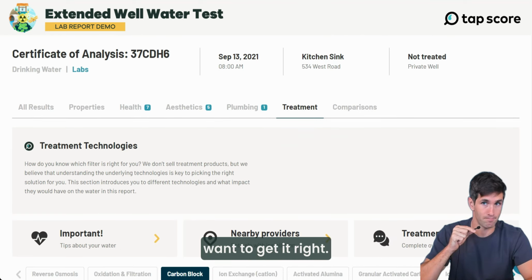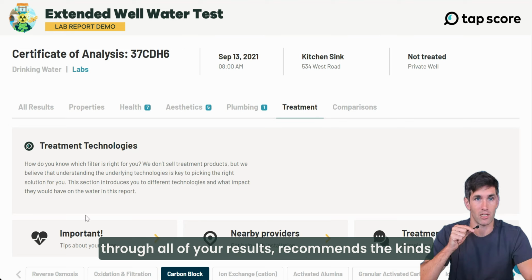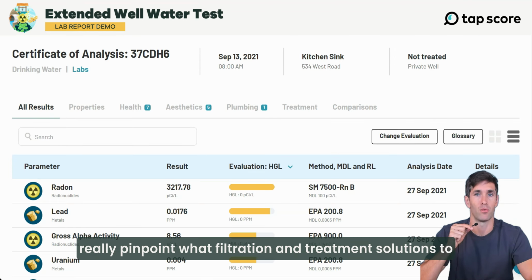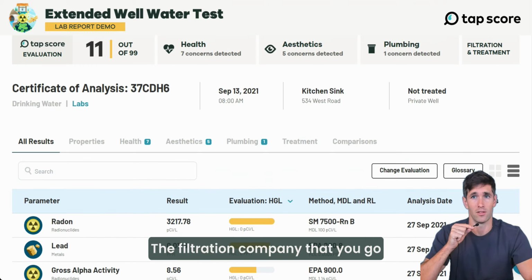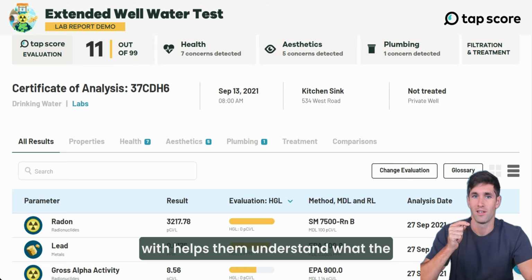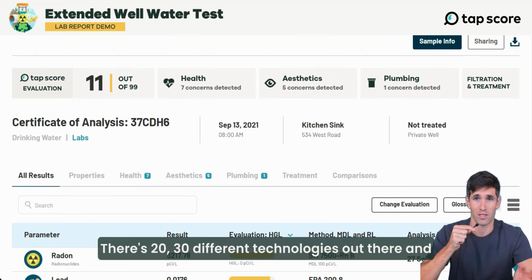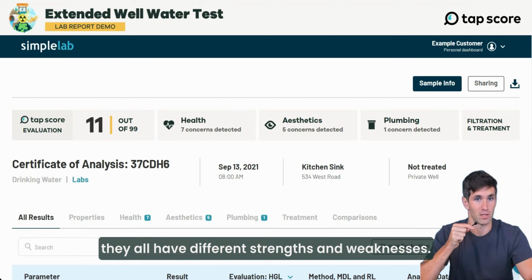You want to get it right. Having a laboratory report like this, which goes through all of your results, recommends the kinds of treatment technologies you need, helps you really pinpoint what filtration and treatment solutions to buy for your home. At the very least, it helps your installer, the filtration company that you go with, understand what the main issues are for filtration and treatment. There's 20, 30 different technologies out there, and they all have different strengths and weaknesses.